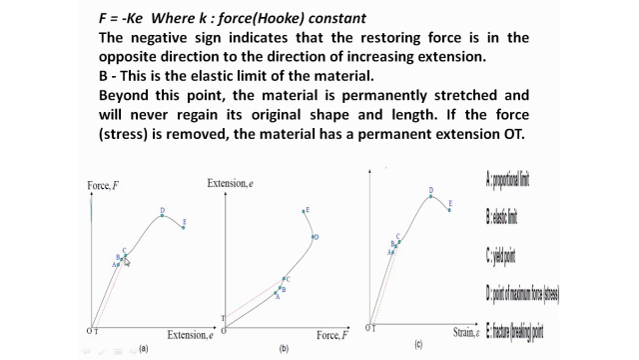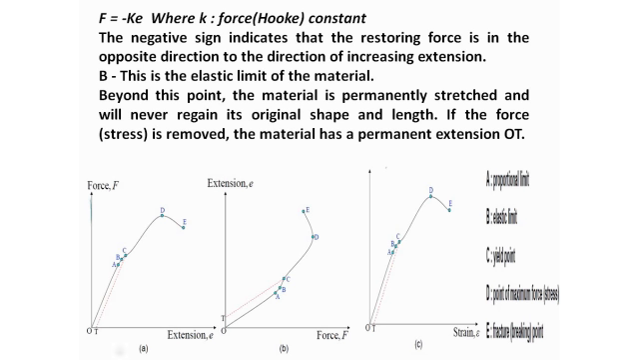The point B is the elastic limit of the material. What do we mean by the elastic limit? If we go far beyond this point B, the material is permanently stretched. After crossing the point B, it will not come back, and it will never regain its original shape and length. If the force is removed, the material has a permanent extension OT.